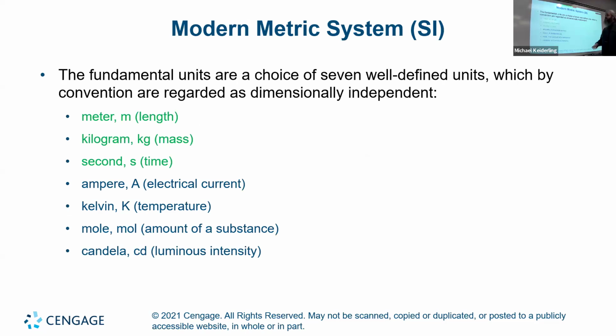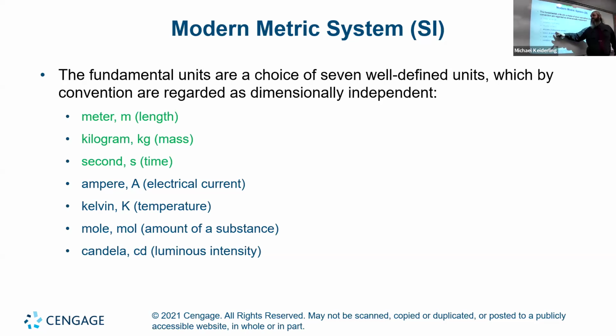These are the fundamental units that are defined for the International System of Units. The 3 primary ones that we're going to talk about a lot are the meter for length, the kilogram for mass, and the second for time. Those are the most important because you can do most of motion and other things with those 3 units. So the unit for length is the meter, the unit for mass is the kilogram, the unit for time is the second.